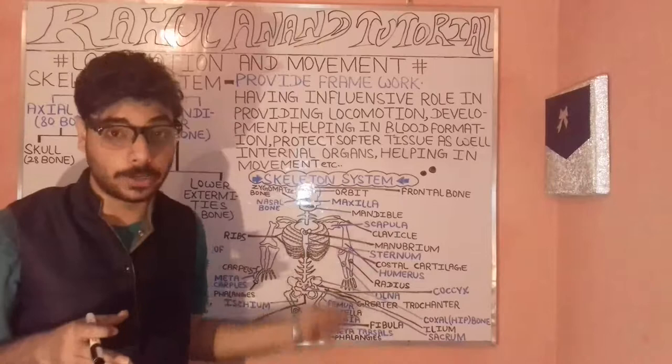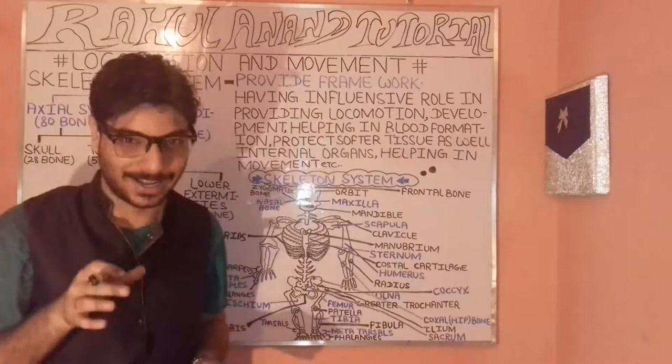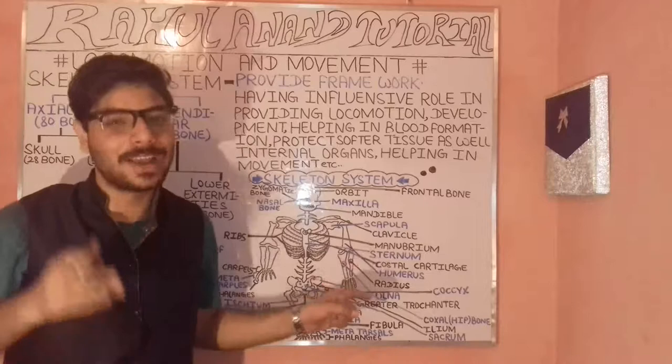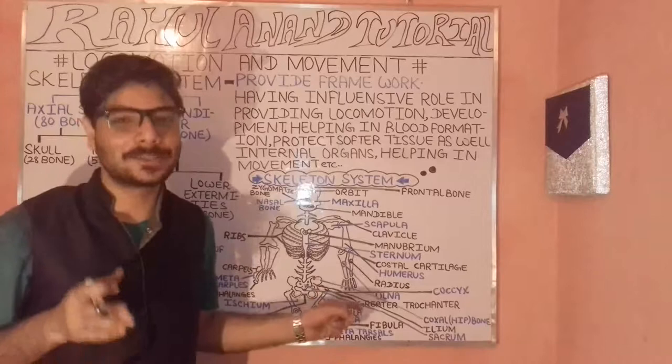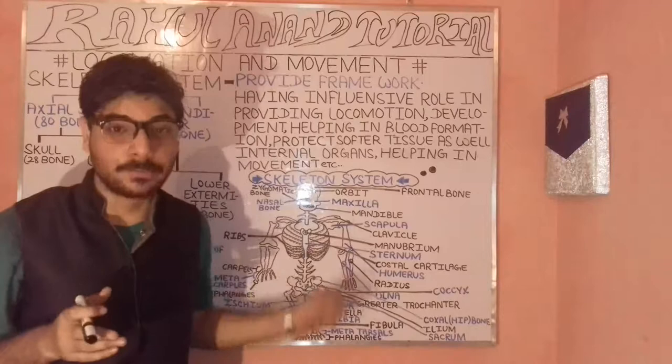Now, after that, you have certain parts, such as the tibia, fibula, and the patella. The patella is present here, as well as the tibia. Then we have the fibula, which is quite a bit shorter and smaller compared to the tibia. After that, you have the femur bone. So this is the femur bone.